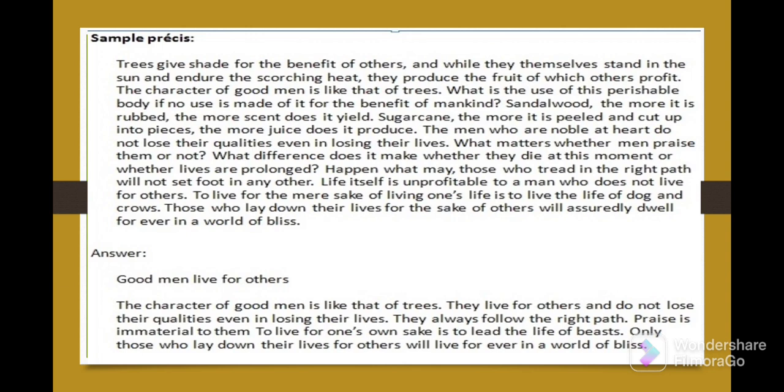Now see how to write the precis. The character of good men is like that of trees. They live for others and do not lose their qualities even in losing their lives. They always follow the right path. Praise is immaterial to them. To live for one's own sake is to lead the life of beasts. Only those who lay down their lives for others will live forever in a world of bliss. So this is a precise writing. Okay.